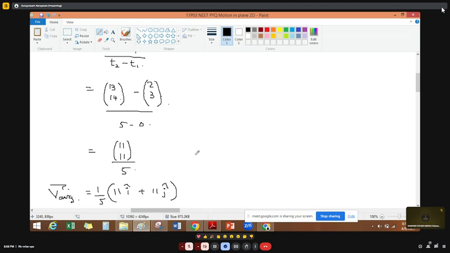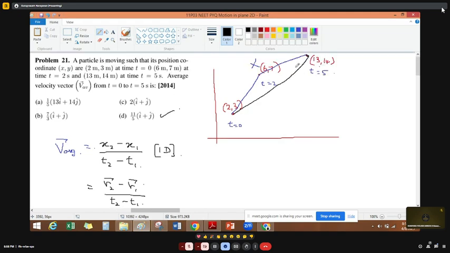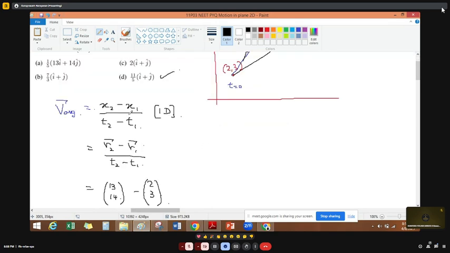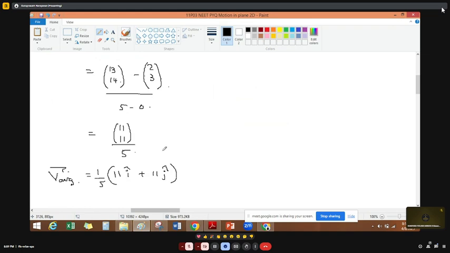So we'll see if you have this option, 11 by 5. Yeah, so that means this is the answer. So you should know that it doesn't matter what is in between, even if they give you 5 points. What matters is only the initial and final points. And you should know that this is for one dimension, this is for two dimensions. That means you can subtract the x-axis separately, 13 minus 2, and the y-axis separately, 14 minus 3, which is 11.